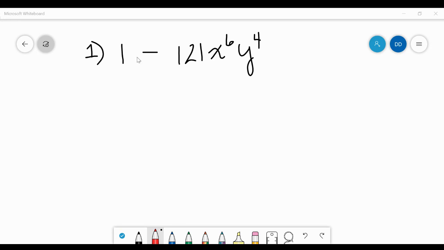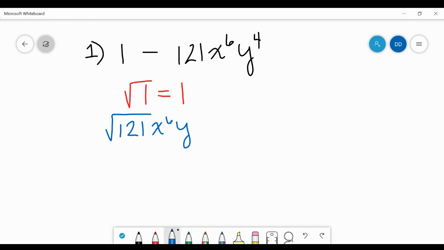So here we have a difference of perfect squares because 1 is a perfect square, 121 is a perfect square, and any variable that has an even exponent is also a perfect square. So the first thing I'm going to do is find the square root of 1, which we know is 1, because 1 times 1 is 1. Then we're going to find the square root of 121 x to the 6th y to the 4th, this whole thing. Now, the square root of 121 is 11, because 11 times 11 is 121.